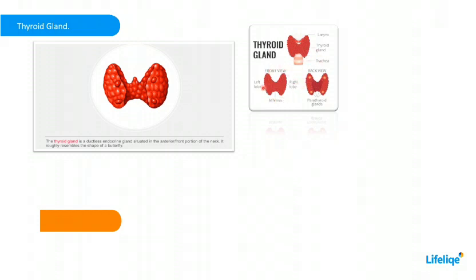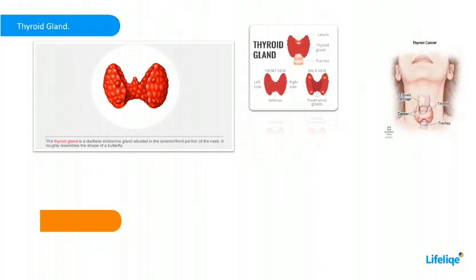So this is the front view of the thyroid gland and this is the back view of the thyroid gland, and here it contains the parathyroid glands as well. Now sometimes uncontrolled growth happens and it leads to the formation of an unusual mass of clumps that are called cancers. So it leads to the formation of thyroid cancer.